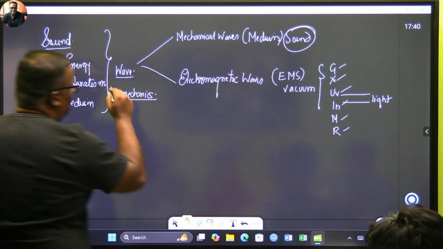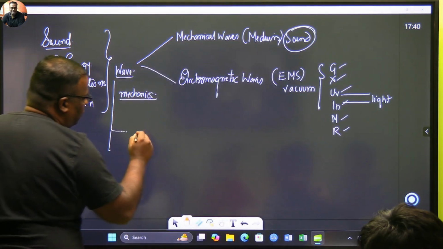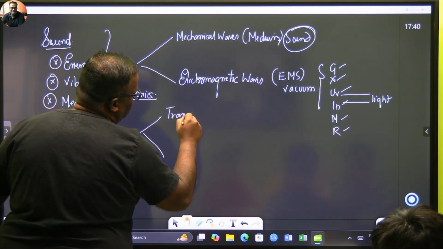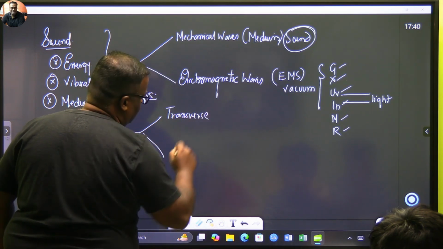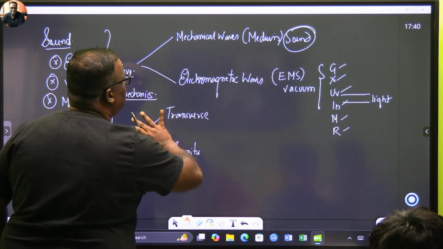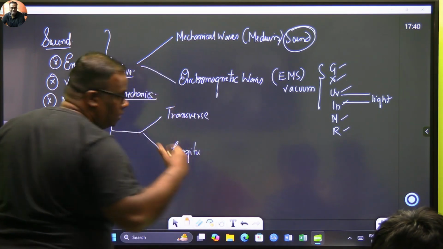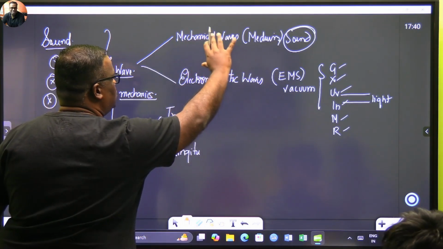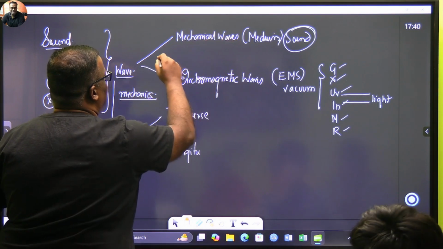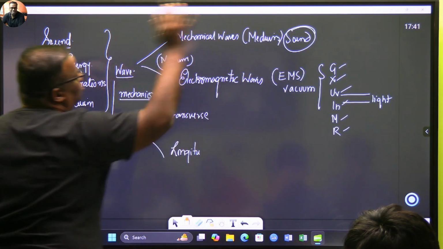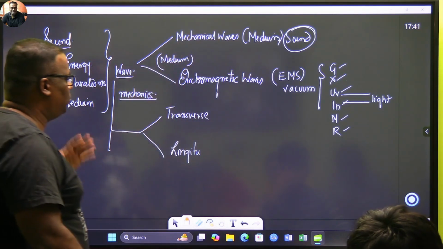Another way of differentiating waves will be transverse wave and longitudinal wave. Please understand, this is a completely different way of categorizing wave. This is based on medium. This is based on medium. This is based on medium. If a medium is needed, it is mechanical; if a medium is not needed, it is electromagnetic.